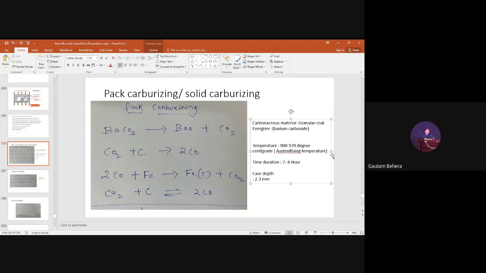Suppose we do this kind of treatment in the ferritic region at a low temperature, suppose at 400 degrees centigrade. What will happen? The process will not be effective because ferrite will be there. The solubility of carbon in ferrite is very low, but the solubility of carbon in the austenite phase is very high, right? That's why we choose the austenitizing temperature. And since the temperature is also high, the rate of diffusion will also be higher.